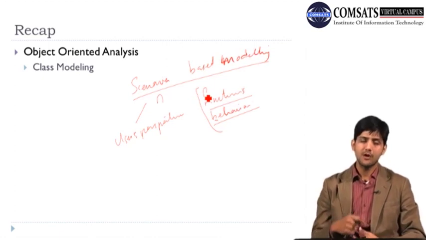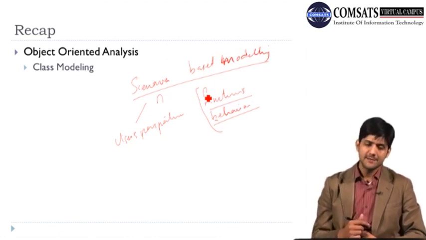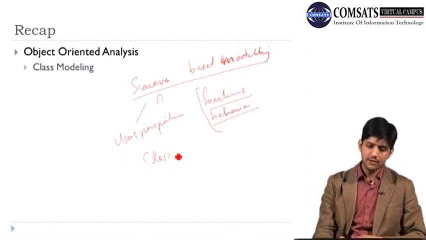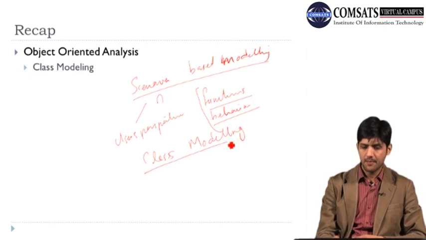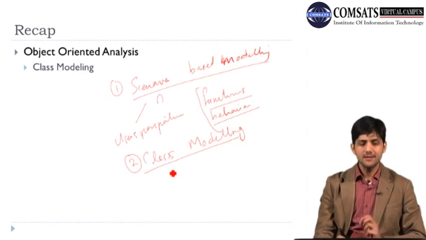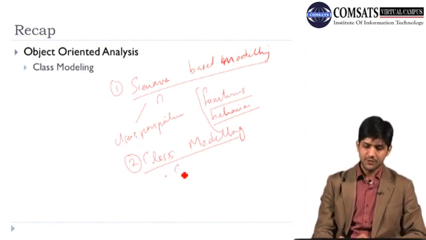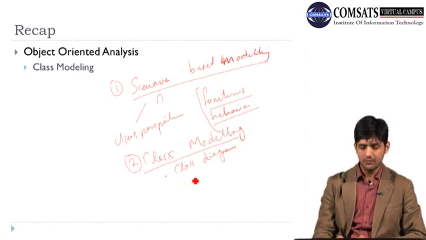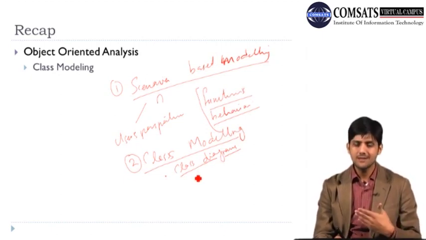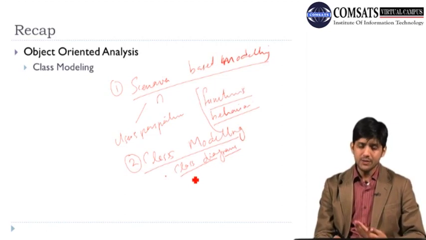Then we moved to another modeling under object-oriented analysis, and that was class modeling. The first one was scenario-based modeling, and the second was class modeling. In class modeling, what we looked at was class diagrams. When we say class diagrams, what we mean here is that we try to identify information domain classes, and how do we do it?